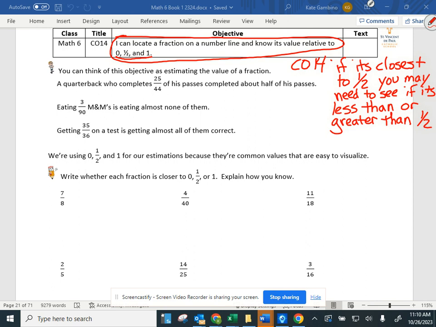Okay, that's something that we found in the homework. Sometimes if we're ordering 4 different fractions, there might be 2 that are closest to a half, and we need to know, is it just less than a half or is it just more than a half? So that's kind of a big thing to be thinking about when we get to CO14. Can anybody think of something else we might want to put on this objective? I can't really think of anything else to put on this one.